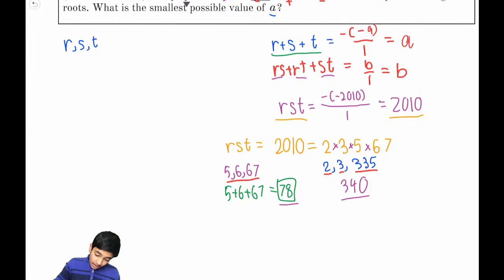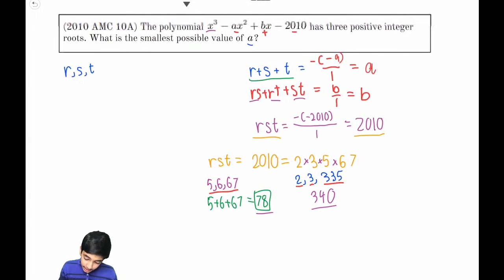Okay, so that was it for this problem. Just to summarize, we use Vieta's. We know that this product is 2010. Then we prime factorized it and saw that the smallest sum is when the numbers are as close to each other as possible. The numbers will be closest when they are not that large or that small, so they will all be in the middle.